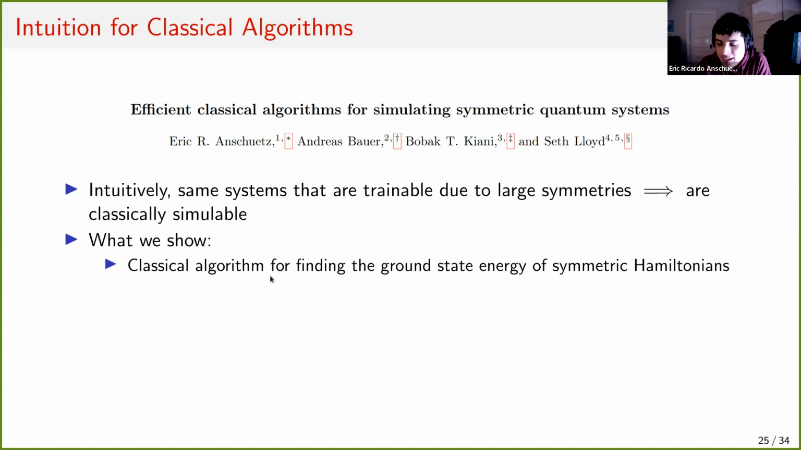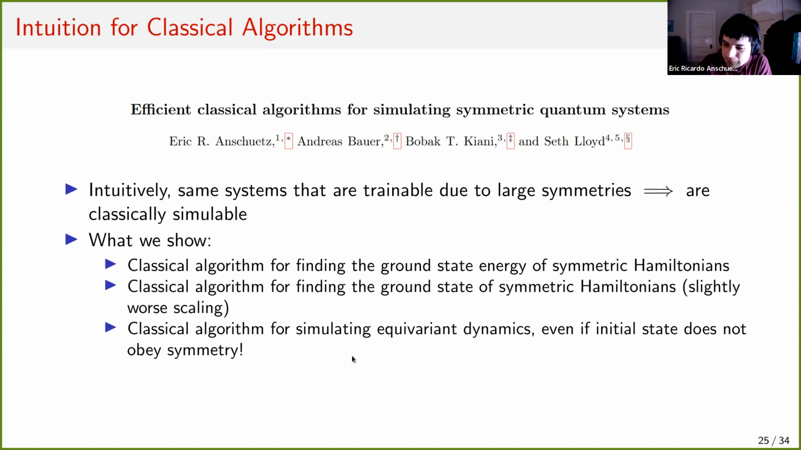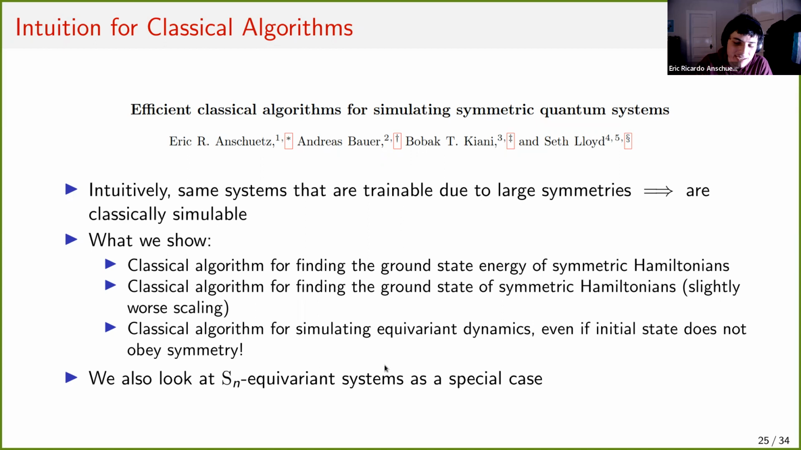So what we show is that we give a classical algorithm for finding the ground state energy of symmetric Hamiltonians, and we show that it's efficient if this space doesn't have too many degrees of freedom. We're also able to find the ground state itself, but with slightly worse scaling. Finally, we give a classical simulation algorithm for simulating the dynamics, so actually simulating the symmetric QML model. But there are asterisks in all of these, which I'll get to later. One thing that we do is look at permutation invariant systems, and here we don't have any asterisks. We show directly how to do this for this group.